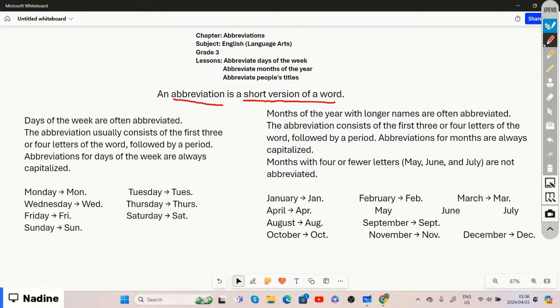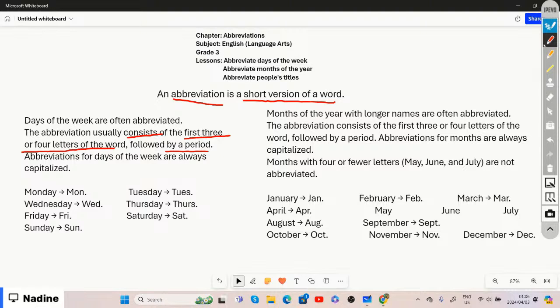For example, days of the week are often abbreviated. The abbreviation of the days of the week usually consists of the first 3 or 4 letters of the word. So not just the days of the week, but when we abbreviate, the abbreviation usually consists of either the first 3 or the first 4 letters of that specific word, followed by a period. And the period is important because it shows that we are abbreviating, we are now shortening that word.